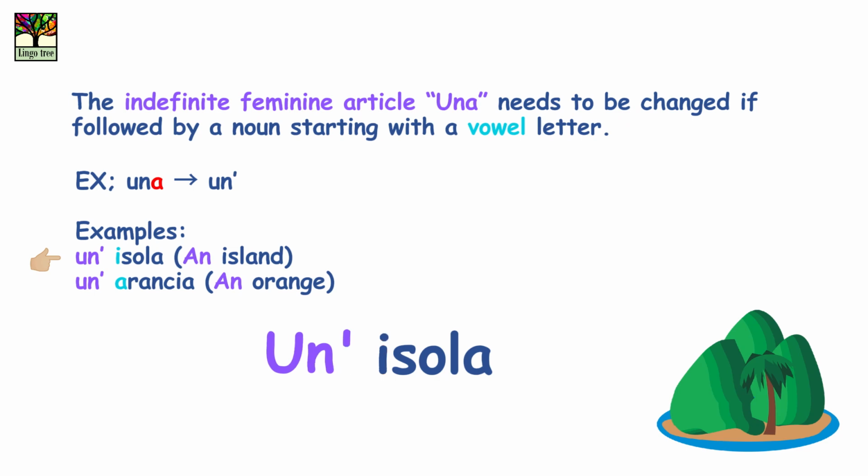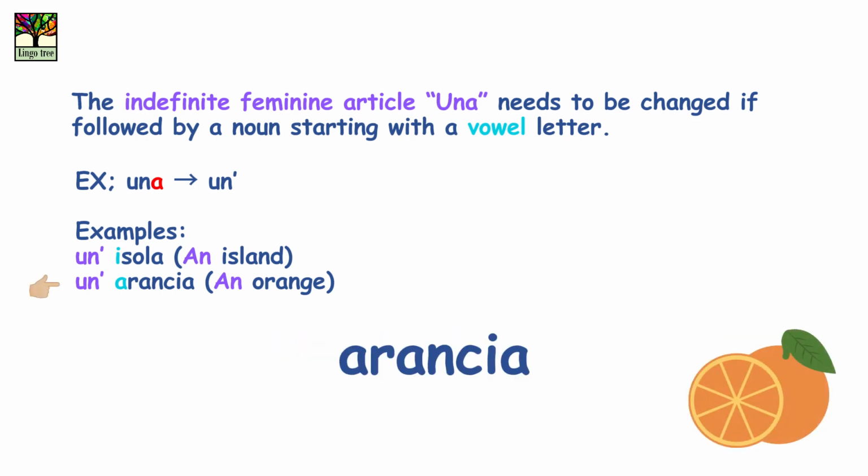Un'isola. The same thing also applies to the next example. Arancia. Orange, in Italian, is considered a feminine noun, and as you can see it begins with a vowel letter. Therefore, we use the article una, used for feminine nouns, and the ending vowel letter, a, of the article is replaced with an apostrophe. Un'arancia.